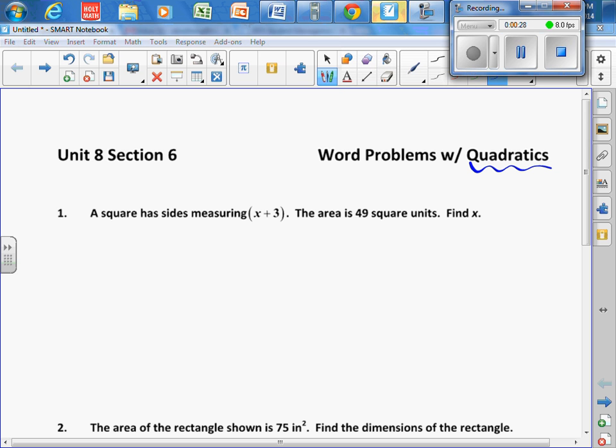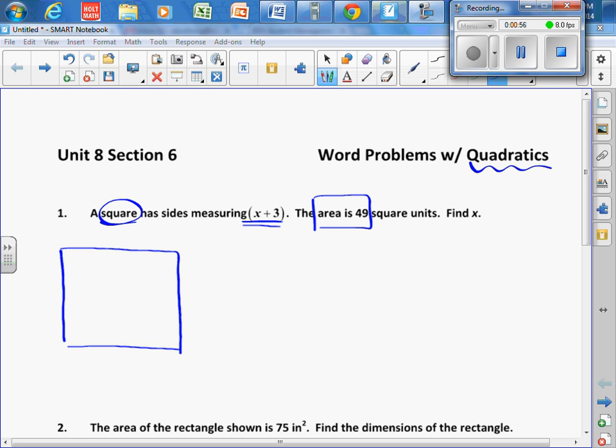All right, so a square has side, well, that's pretty important right there, being a square, right? Each side is x plus 3 units long. The area is 49. What I've always done with a story problem is, if I can, I'm going to draw a picture. Since we're talking about a square, let's draw a square. And then it says that each side is x plus 3 units long. So each side we have that, right? It says the area is 49 square units. So A is equal to 49.